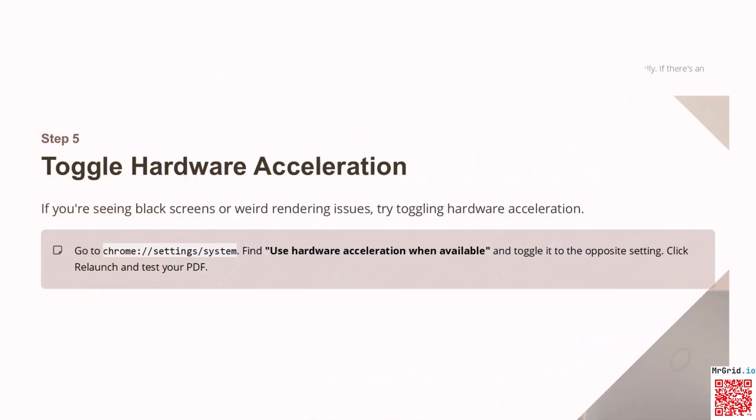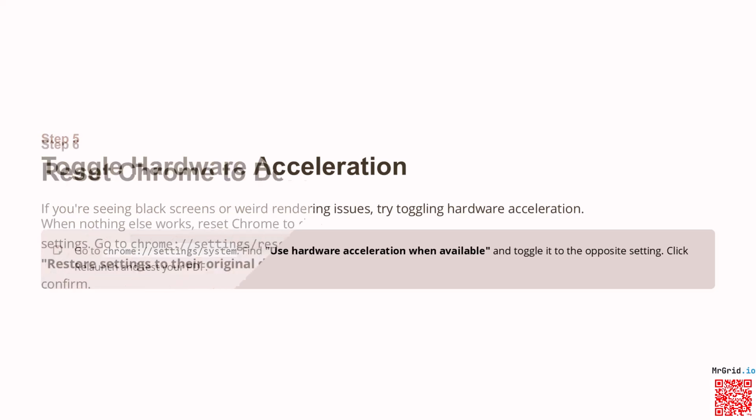If you're seeing black screens or weird rendering issues, try toggling hardware acceleration. Go to chrome://settings/system. Find Use Hardware Acceleration when available and toggle it to the opposite setting. Click Relaunch and test your PDF.